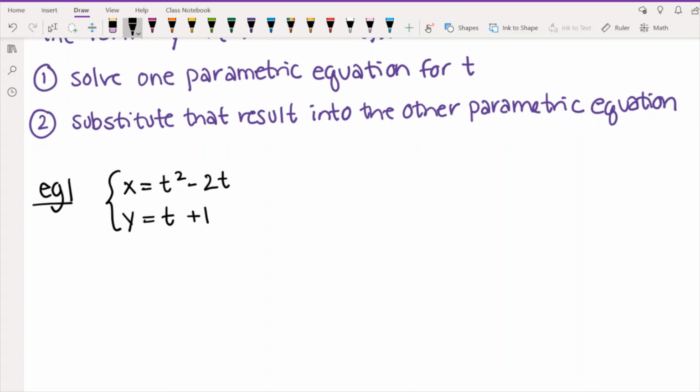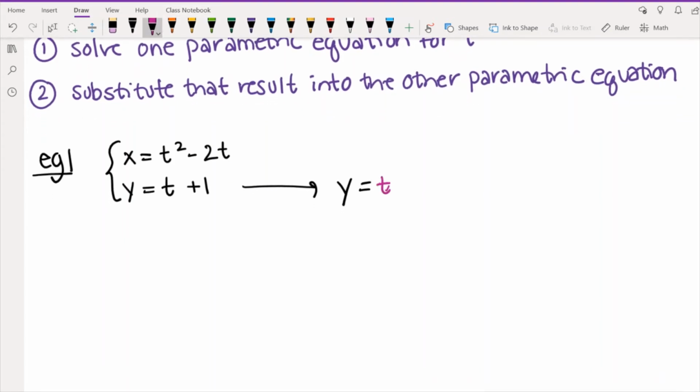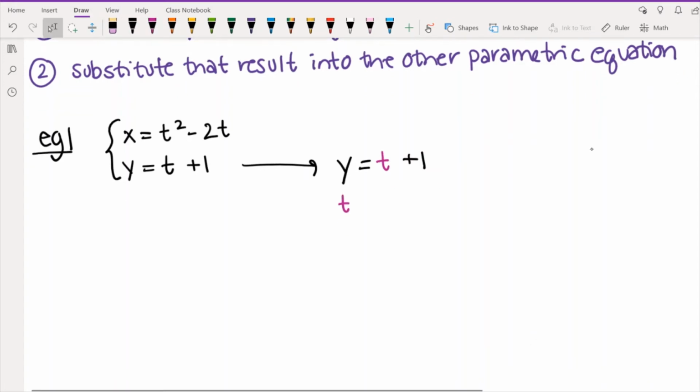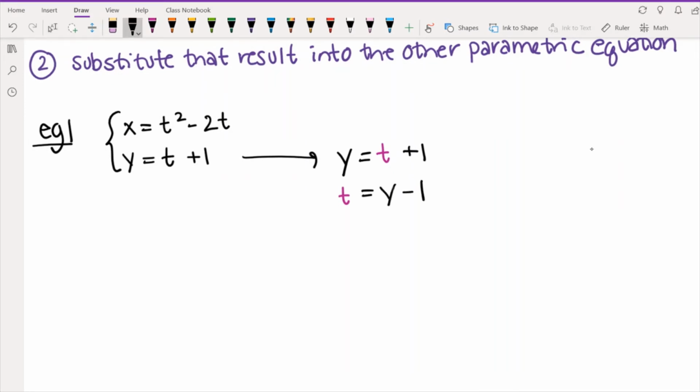Whereas for the second one, we can just say, okay, well, if y is equal to t plus 1, then that means that t is equal to y minus 1. And so then what can we do? Well, we can take our first equation. So our first equation says x is equal to t squared minus 2 times t. And we can take this value that we found for t and put it into this one. So that will give us x is equal to y minus 1 squared minus 2 times y minus 1.